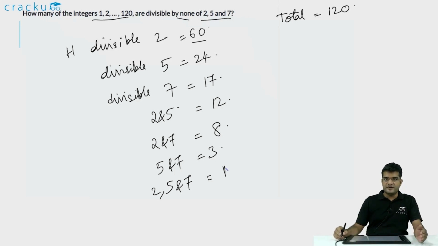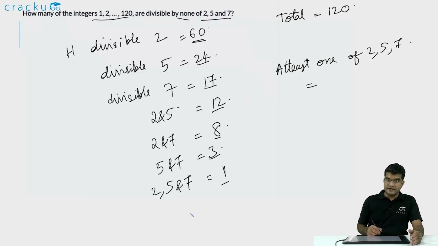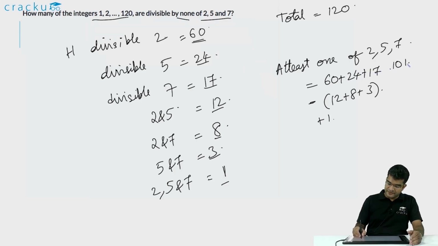Now, if you are trying to find out how many of these numbers are divisible by at least one of 2 or 5 or 7, that number will be equal to 60 plus 24 plus 17 minus (12 plus 8 plus 3) plus 1. 60 plus 24 plus 17 is equal to 60 plus 41, which is equal to 101, minus 23 plus 1. This is equal to 79.